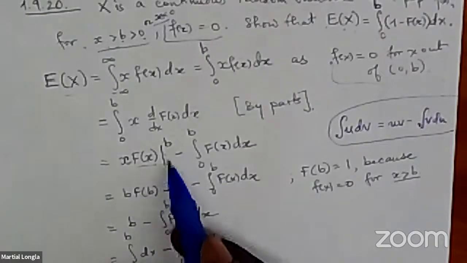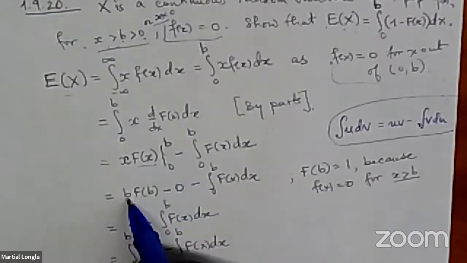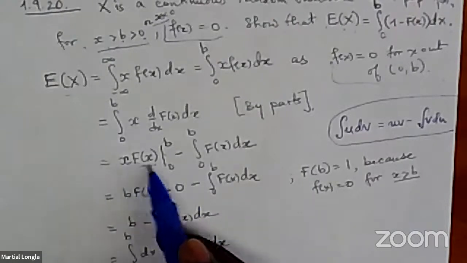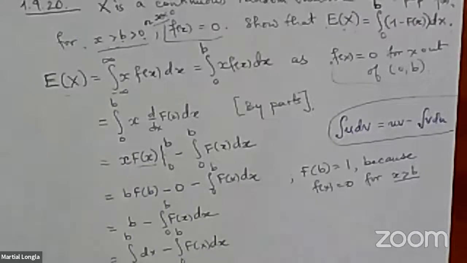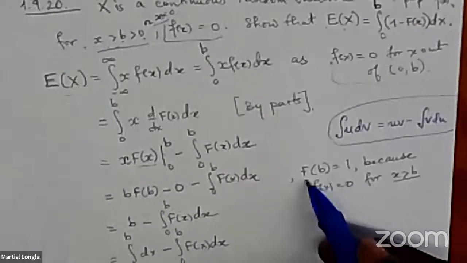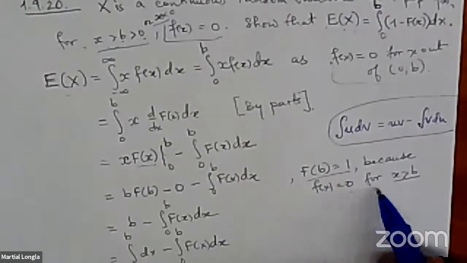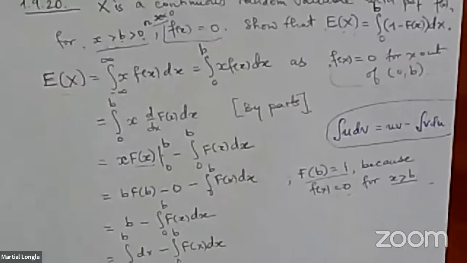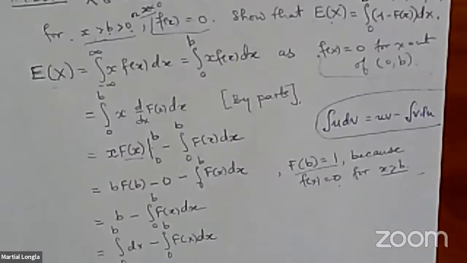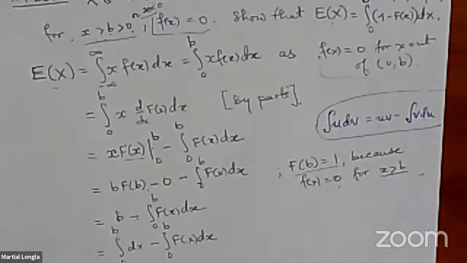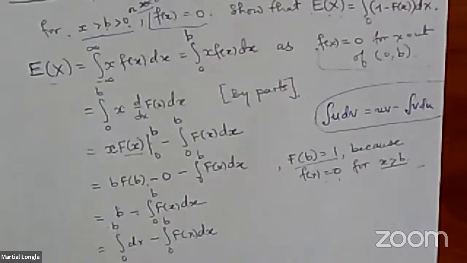And now we plug in the numbers here. When we plug in the numbers, we get b F of b. When we plug in 0, this turns to 0, and we keep that integral the way it is. So F of b equals 1 because little f of x equals 0 when x is larger than b. That's the reason why F of b is equal to 1. So I use that here, and I get that this thing is b minus this integral. But b is nothing but the integral from 0 to b of dx. So I combine that. It's the integral from 0 to b of 1 minus F of x dx. That's it.